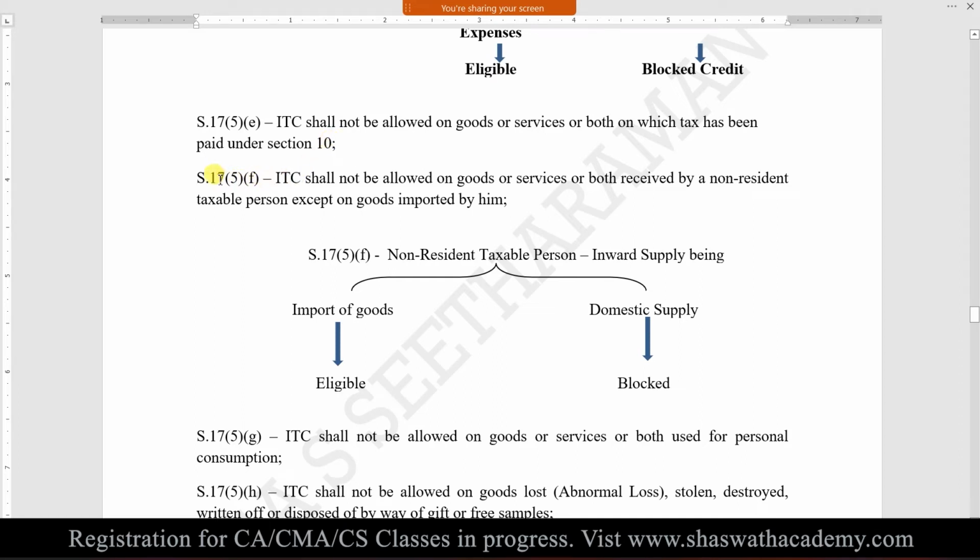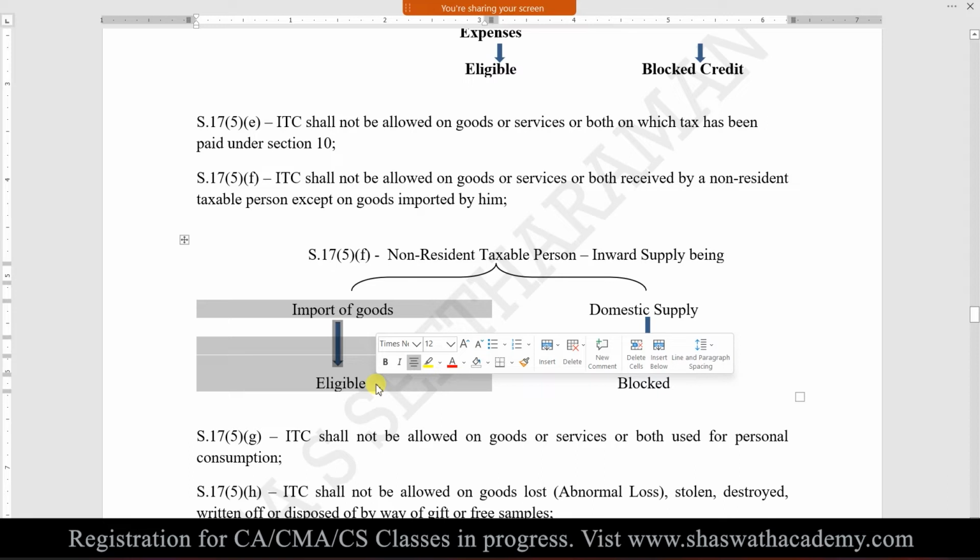And the next one. Look at section 17, subsection 5, clause F. ITC shall not be allowed on goods and services received by a non-resident taxable person except on the goods imported by him. Sir, why are there imported goods? My dear, imported goods are allowed to clear only after completion of assessment as per section 17 and 18 of the Customs Act. As per the Customs Act, only after completion of the assessment and payment of duty, it is pay first, clear later concept. That means there is no dispute about the amount of credit claimed.